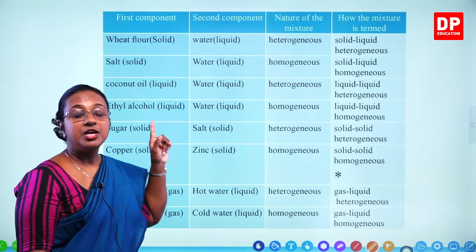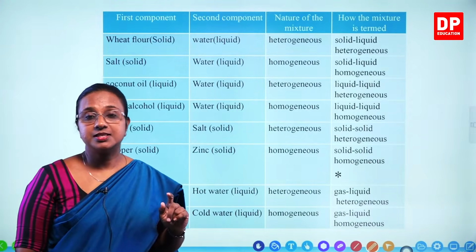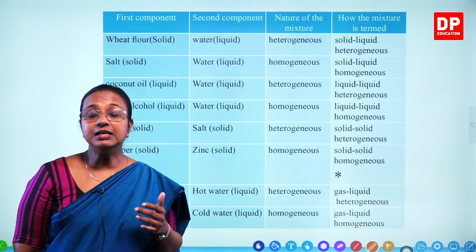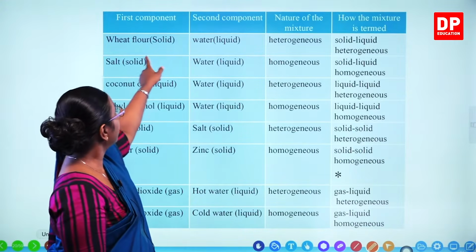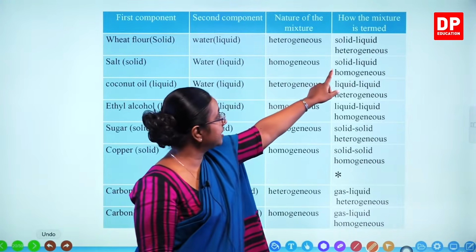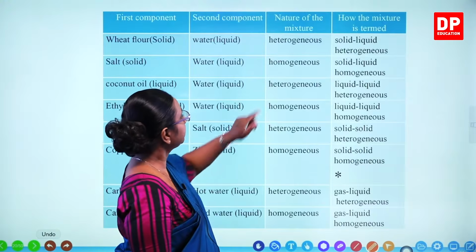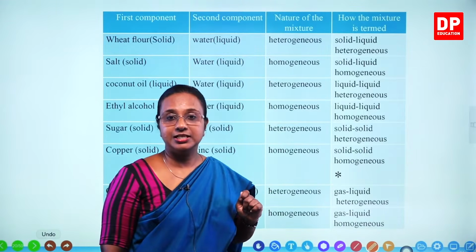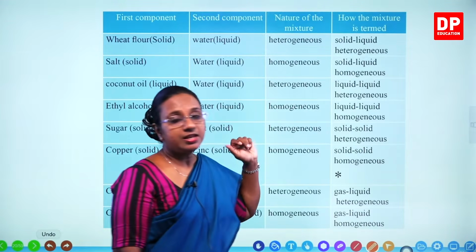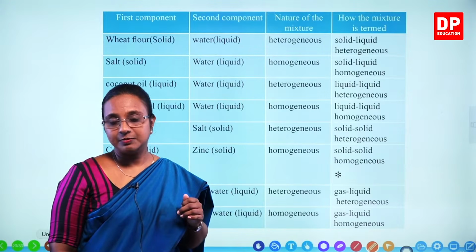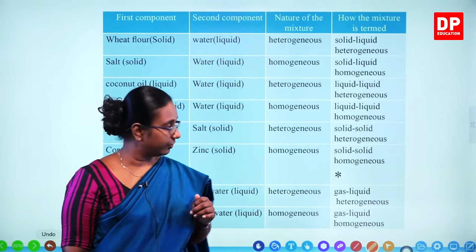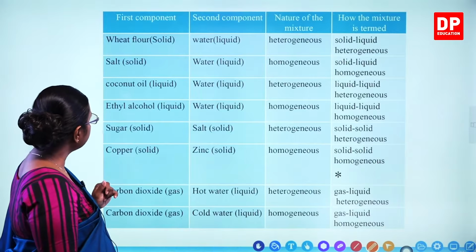So from these examples, students, you can see we use the physical state of the components only. We don't consider the physical state of the resulting mixture. Although the result is a liquid, we call it a solid-liquid heterogeneous mixture. The first two are solid-liquid. If both are liquids, obviously the resulting mixture is also a liquid. We will look at the next one.